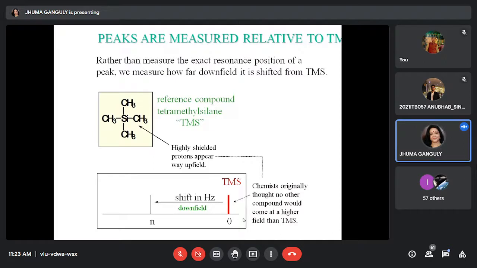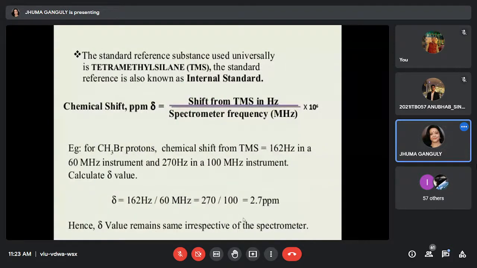Now, I mentioned this yesterday in the previous class too, but I repeat because this is a very basic thing you should go through very clearly. The concept should be clear. Now, with respect to this TMS, we can make a scale for NMR presentation. The standard reference substance used universally is TMS. All over the world, we use TMS as the internal standard.